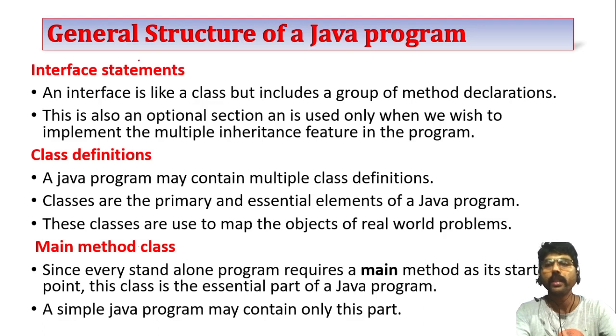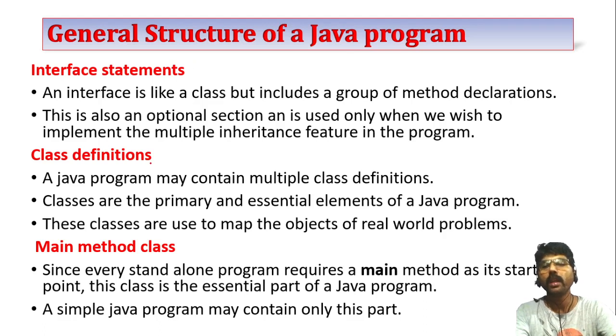Next part is called interface statements. Interface is just like a class. It contains methods, but only method declarations. That means the methods contain no code. The code is not written for the methods. This part is optional, just like the previous sections. This interface is used when I need multiple inheritance in my program. As I told, Java won't support multiple inheritance directly. So I am using a technique called interface.